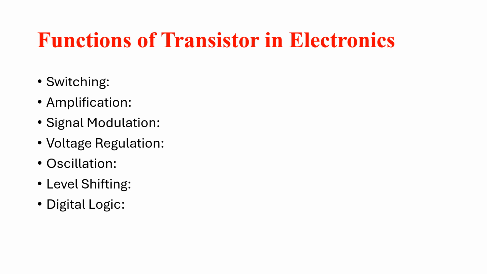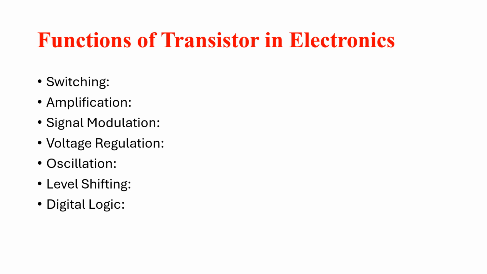Transistors are vital components in modern electronics, fundamentally for switching or amplification purposes. Here are some key roles and characteristics of the transistor. The most important application of the transistor is switching. A transistor can act as an electronic switch, controlling the flow of current in a circuit.